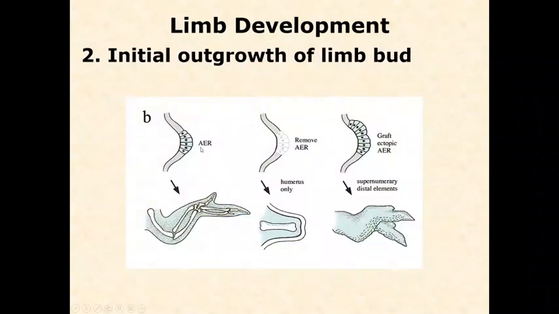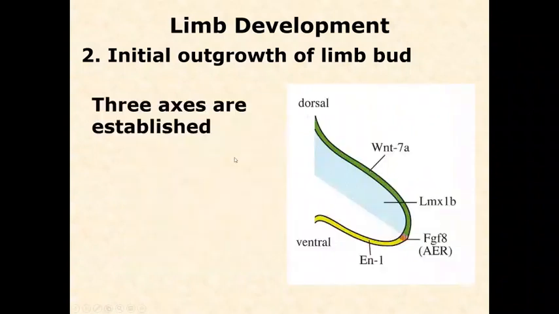We'll do a little bit more detail, but realize that AER is the primary signal that says, hey, here's the distal side of the limb. Here is the proximal side, far away from where the AER is. And if we mess with it, we end up with mutants, or if we graft on an extra one, we end up with duplicated versions. Fairly simple, okay?